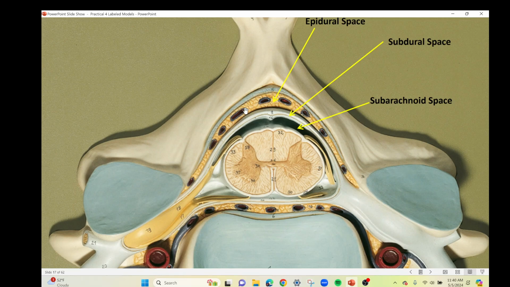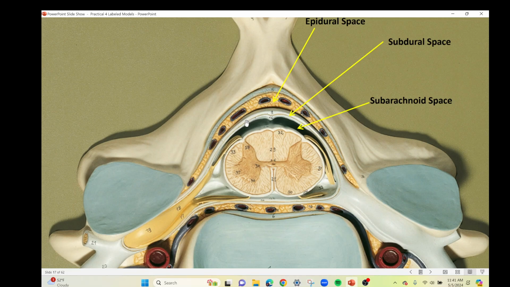But notice it's not an empty space. It's actually filled with some materials. You can see there's fat tissue there, and that's going to act as a shock absorber. And then this is a means for blood vessels and even nerves to run up and down the spinal cord. So that's the epidural space.